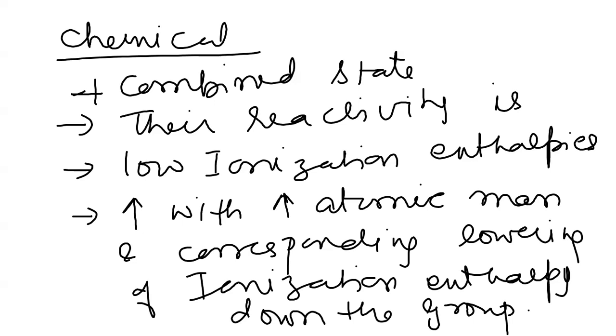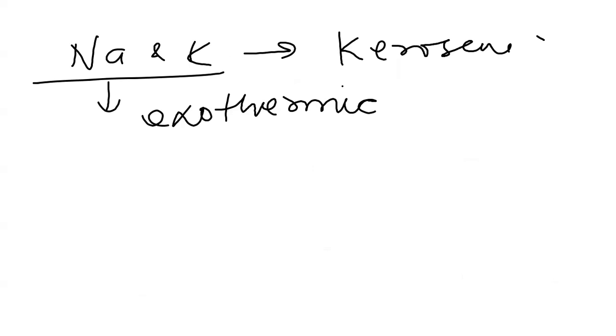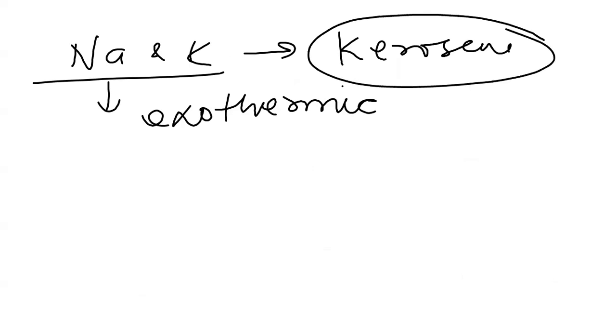Now, if we see the next, you can check up the next reaction with oxygen. It will all form their oxides. The reaction of sodium and potassium is very, very highly exothermic. And these metals catch fire very easily when they are exposed to oxygen. And therefore, they are kept under kerosene because of their exothermic nature.